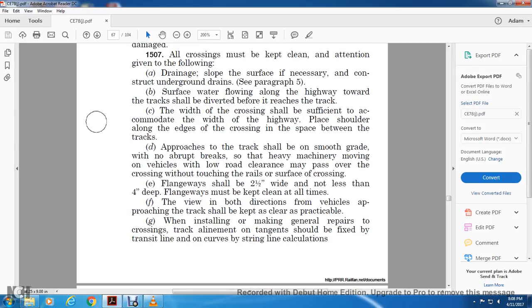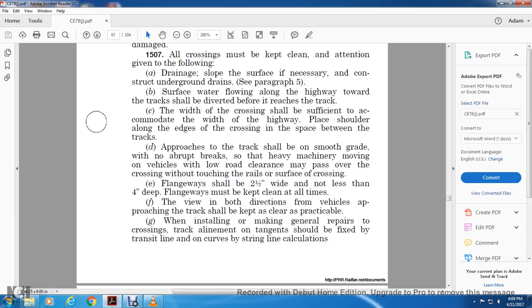Approaches of the track shall be smoothly graded with no abrupt breaks, so that heavy machinery and vehicles with low road clearance may pass over the crossing without touching the rails and surface of the crossing. Flange ways should be 2.5 inches wide, not less than 4 inches deep, and must be kept clean at all times. The view of both directions for vehicles approaching the track shall be kept as clear as practical.